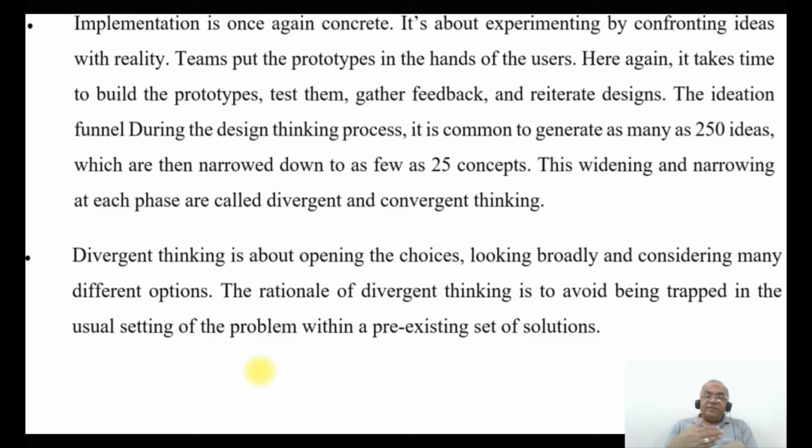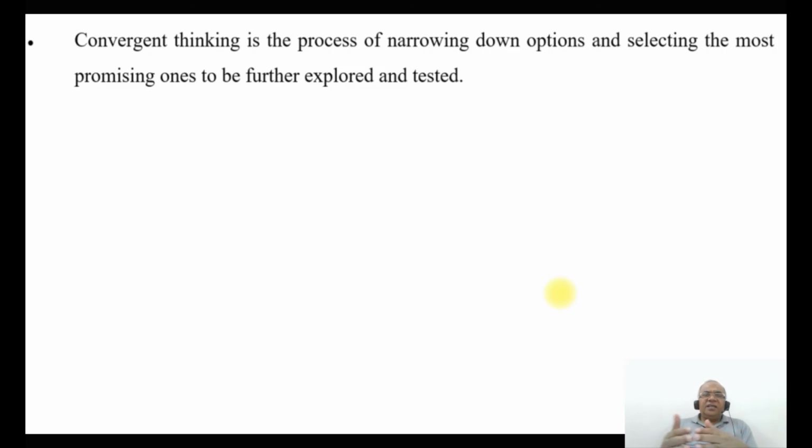So the rationale of divergent thinking is to avoid being trapped. That is what we are talking about: some of the ideas we get may not be relevant to your problem. If plenty of ideas are coming in but they are not relevant to your problem, then it becomes a wastage of time, within a pre-existing set of solutions. Convergent thinking is the process of narrowing down options.